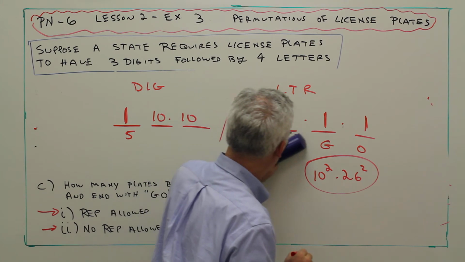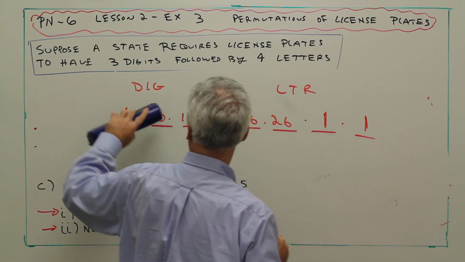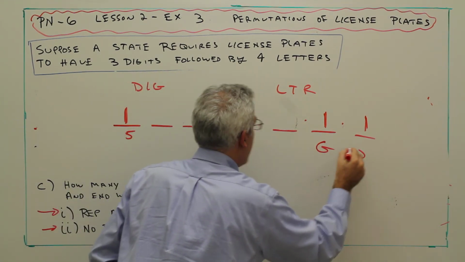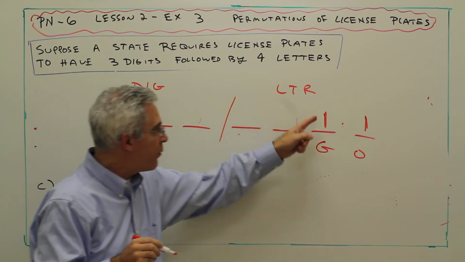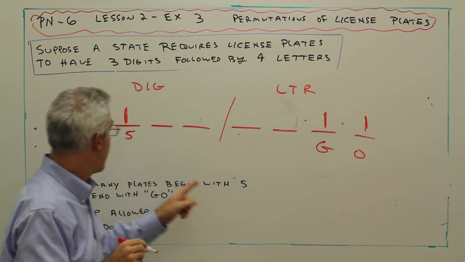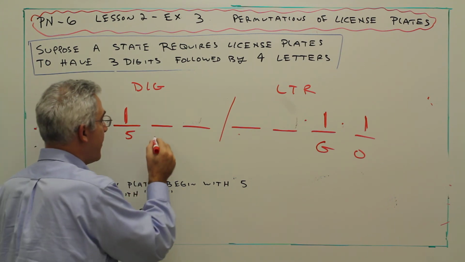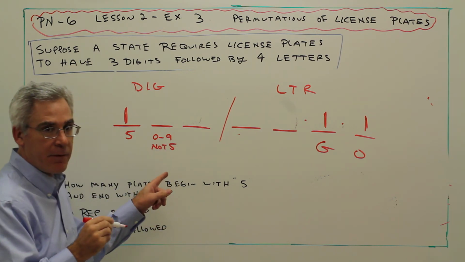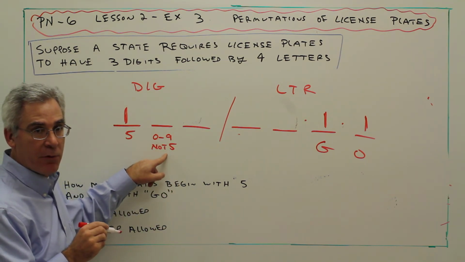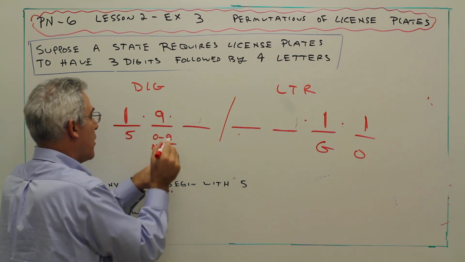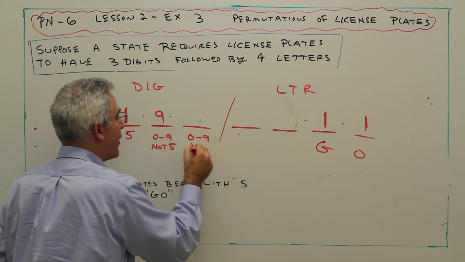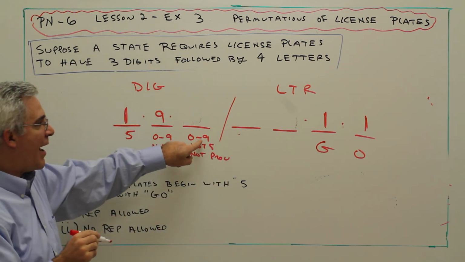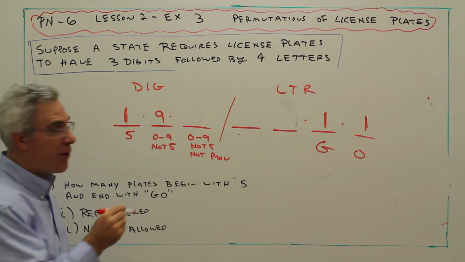Okay, so let me erase this. This is still the same. There's one way to put a 5 there, one way to put a G there, one way to put a O there. So now for this digit, it could be anybody 0 through 9, but not 5. So there were 10 ways, now there's only 9 ways. Over here, 0 through 9, not 5, and not the previous. So there were 10 ways, don't be that and don't be that, there's 8.